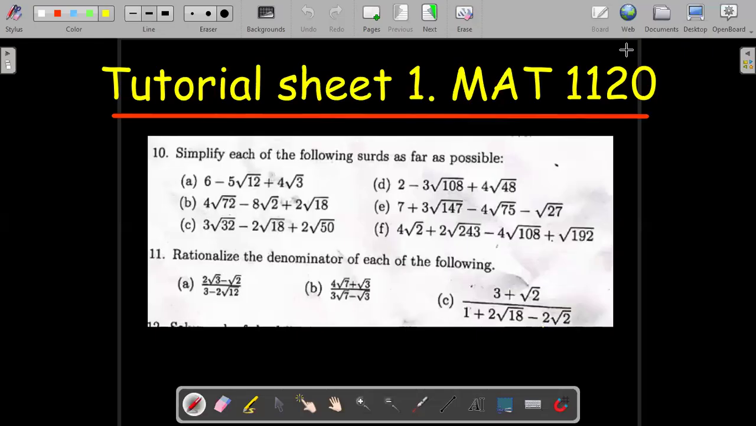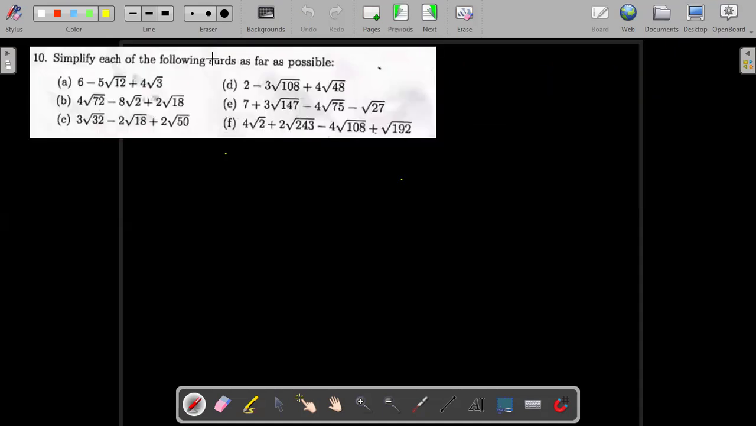Yeah, so as I said, we continue with tutorial sheet 1 of Math 1120, and we start from here, question 10. So question 10 has these parts. We will try to answer most of what we can here.